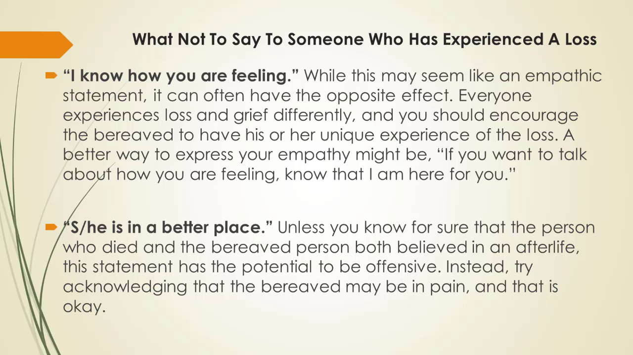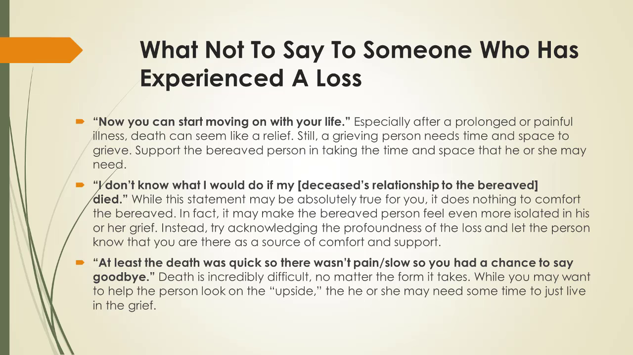A better way to express your empathy might be, if you want to talk about how you are feeling, you know that I am here for you. I think it's better than when you say I know how you're feeling, right? And please don't say she or he is in a better place. How do you know that they are in a better place? No one knows, right? So avoid saying that sentence. And here are several examples of what is better not to say when you express your sympathy.